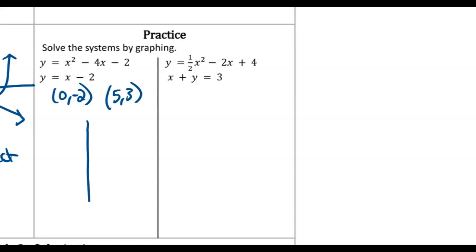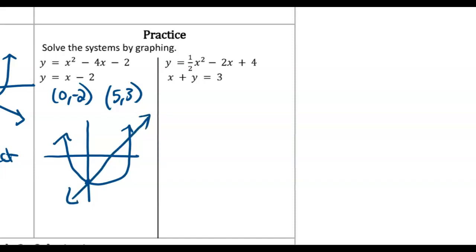What happened was, it was like this, not a very straight line, but we tried. It intersected twice, right there and right there, and those are our two solutions.